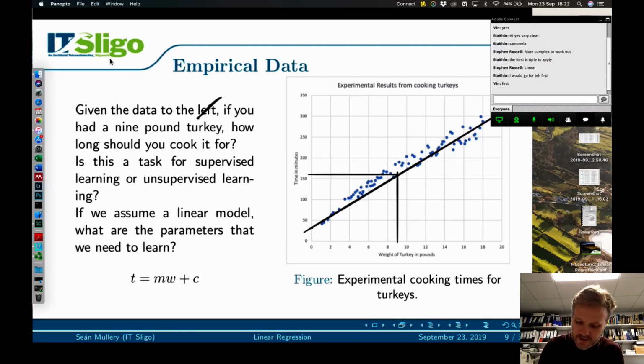And clearly then this model should be what they came up with previously, which is the 20 minutes per pound. So 20 by the weight plus 20 minutes. Which, as we see, we have written here: T equals MW plus C. So my question for you now is, coming up with this model, would you refer to this as a supervised learning task, which you can just type in as an S, or an unsupervised learning task? So a U for unsupervised or an S for supervised. Which do you think we're doing here?